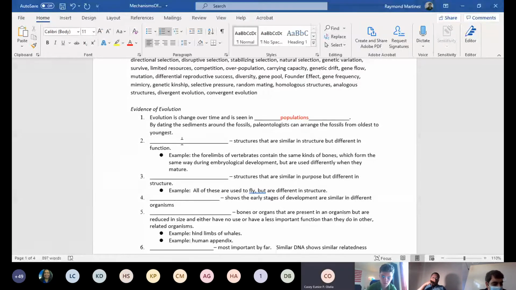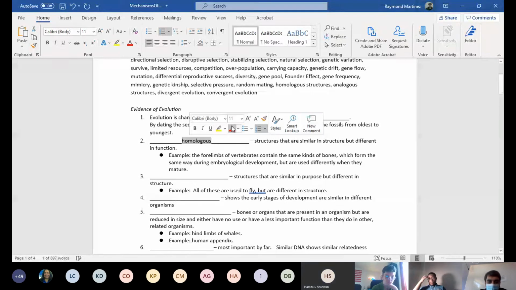Wait, is it analogous? Why would it be that? Similar function but different forms. So what would the answer be? Hold on. Wait, homologies. There you go. Yay. Sorry, Casey.